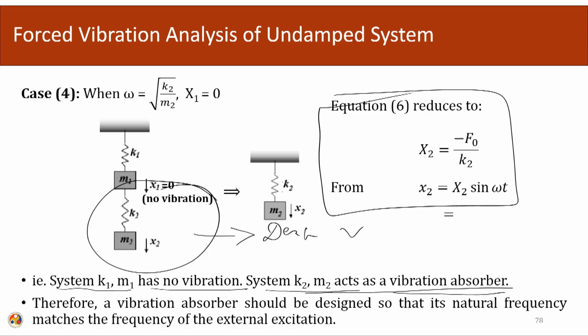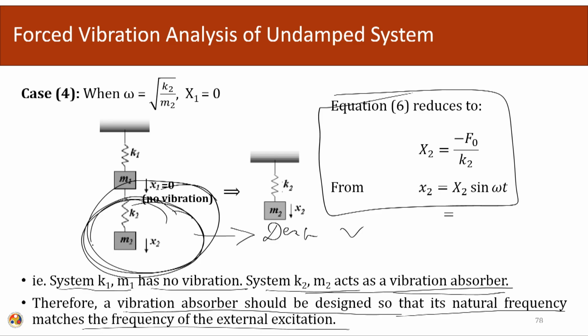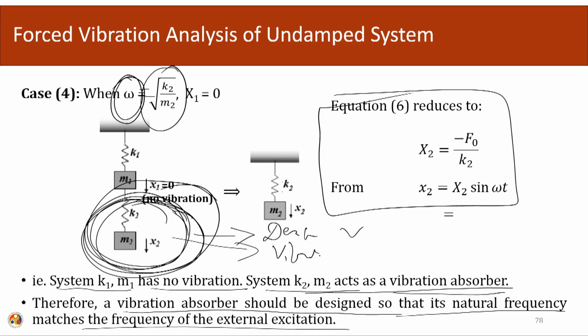Therefore, a vibration absorber should be designed so that its natural frequency matches the frequency of the external excitation. To become a vibration absorber, the natural frequency of this system has to correspond to the frequency of the external vibration. The frequency of the external vibration is omega, and this is the frequency of the absorber. Since these two are equal, this system is acting as a vibration absorber.